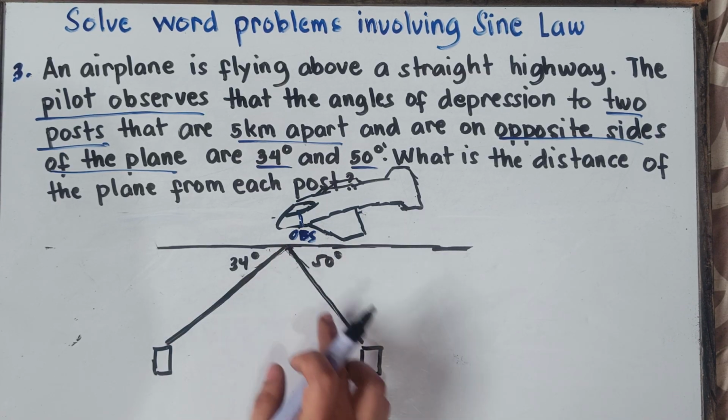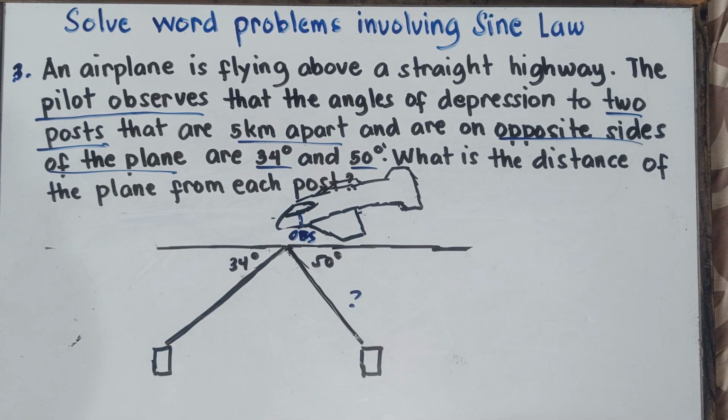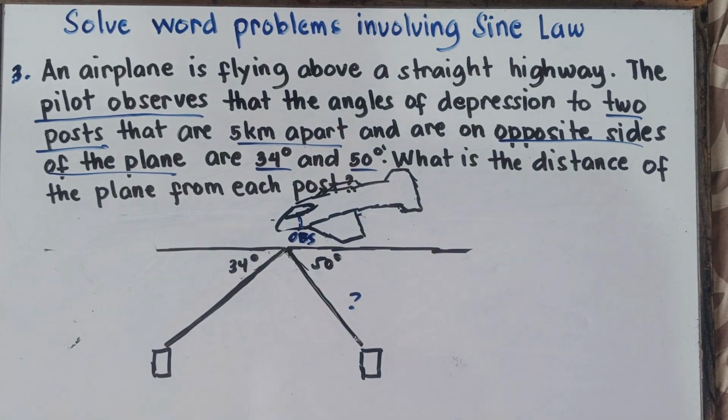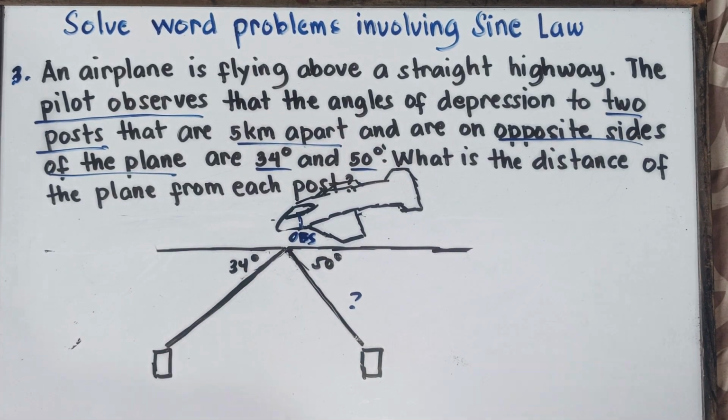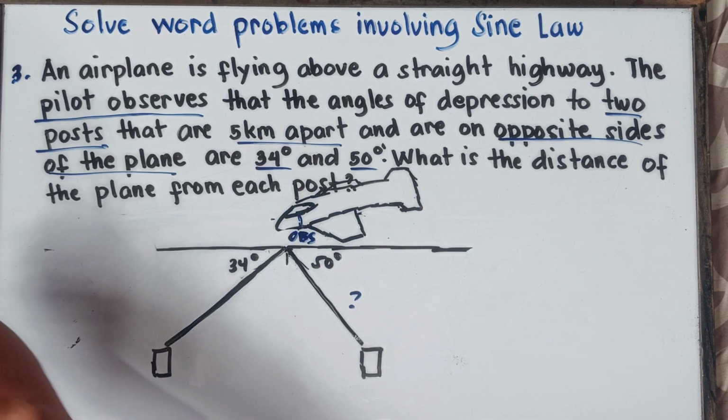Once again, class, we're looking for the distance from the observer to this post. We're looking for this one right here, class. I hope you understand this one with regards to our illustration. Now, this will be the height, right? This will be the height right here. Okay, so this is the height.